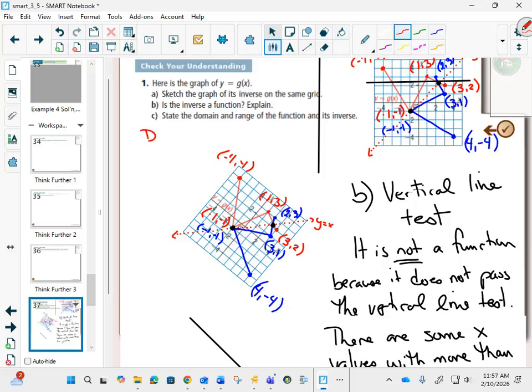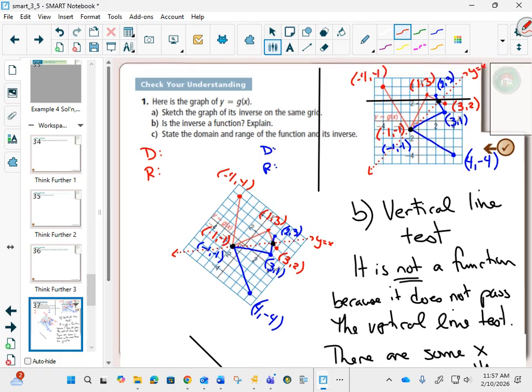Okay, we're going to do domain and range of both the function and its inverse. So my red graph, smallest x value was -4. I'm going to do this in interval notation. Biggest x value was 3. So my domain went from -4 to 3. And my smallest y value was -1. My biggest y value was +4. On my blue graph, my smallest x value is -1. My biggest x value is +4. And my smallest y value is -4. And my biggest y value is 3.